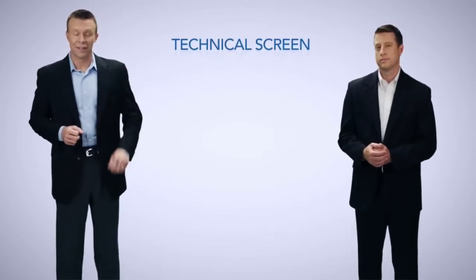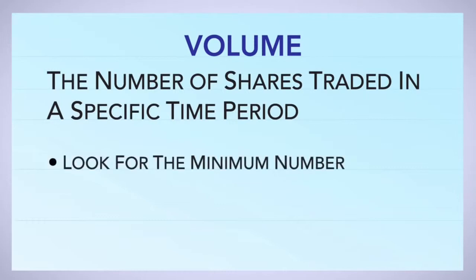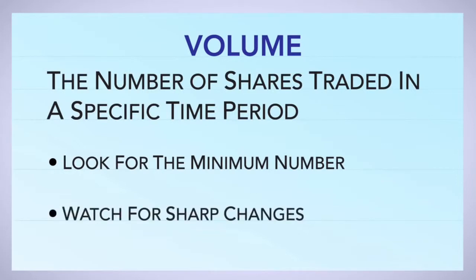Another category we like to use for screening is the technical screen. For that, we're going to start with volume. Volume is simply the number of shares that are traded on a daily basis. Many times we'll look for a minimum volume because that will help us reduce our liquidity risk. We'll also look for significant changes in volume, particularly if we're traders. An increase in volume coupled with a sharp price movement could mean that the larger investor's money is moving in or out of a particular stock, sector, or industry.